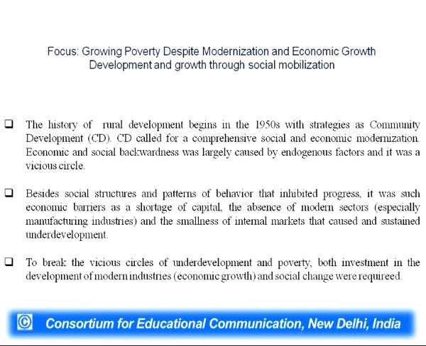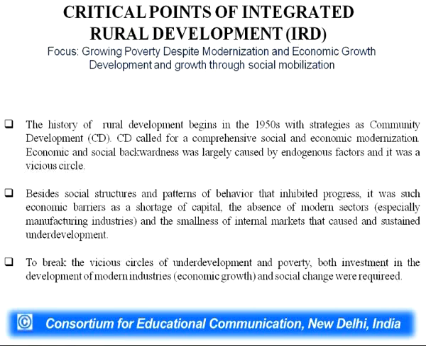So initially, in the first few five-year plans, the focus was given to economic growth. Various industrial development strategies were framed to break the vicious circle of underdevelopment and poverty. Both investment in modern industries, economic growth and social change were required. So, critical points one can see in this integrated rural development, starting from growth and then we move towards equity.